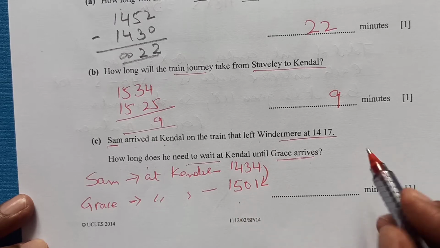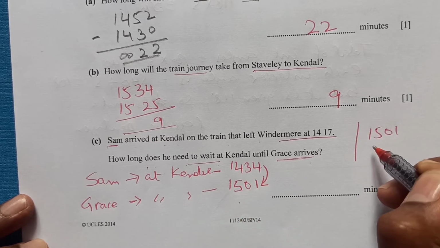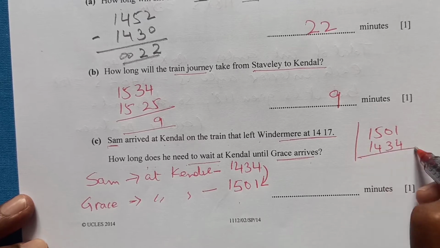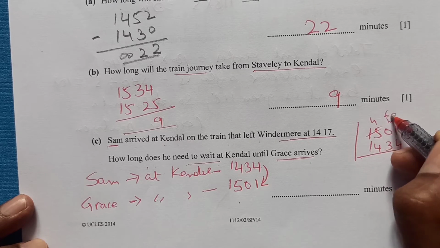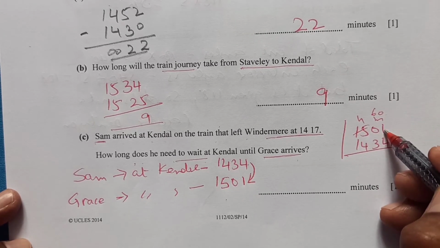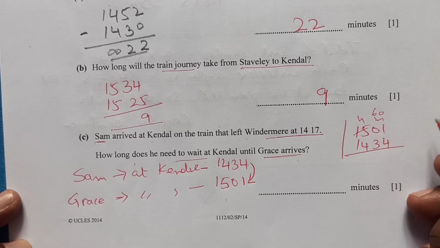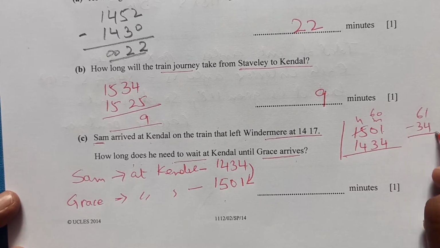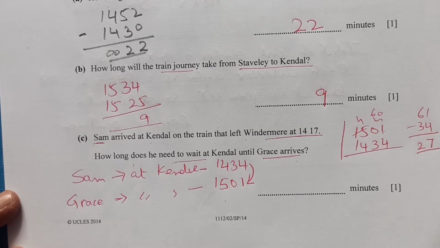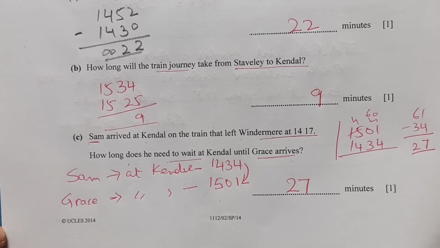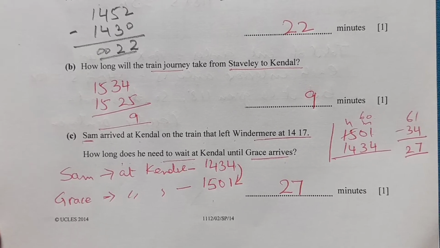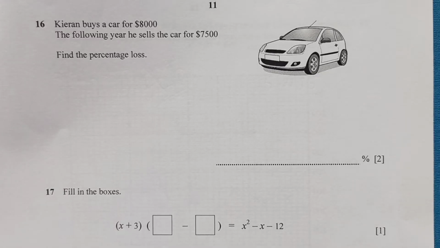14:34 and 15:01. We can just subtract 15:01 minus 14:34. Because this is the hour and this is the minute, we are going to add 60 here. So 60 plus 1, 61. So 61 minus 34 will be 27. So the final answer will be 27. I hope you got it. You have to go slowly in this one because it is time, so you need to think practically about this, right?